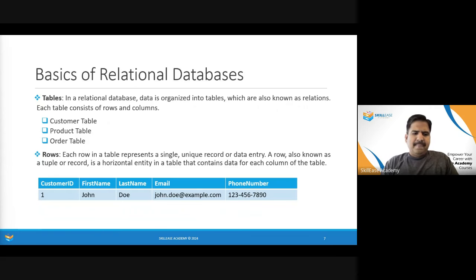For example, we have a customer table. So we are storing customer ID as 1, first name as John, last name as Doe, and email as john.doe@example.com. You can also store the phone number of the customer.